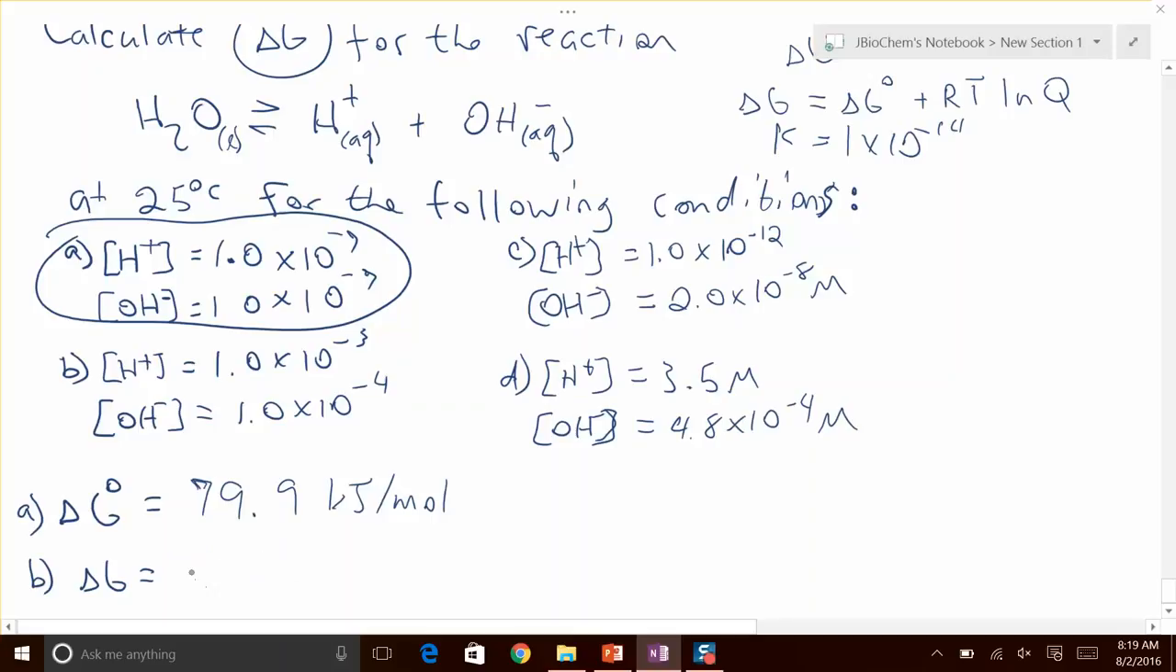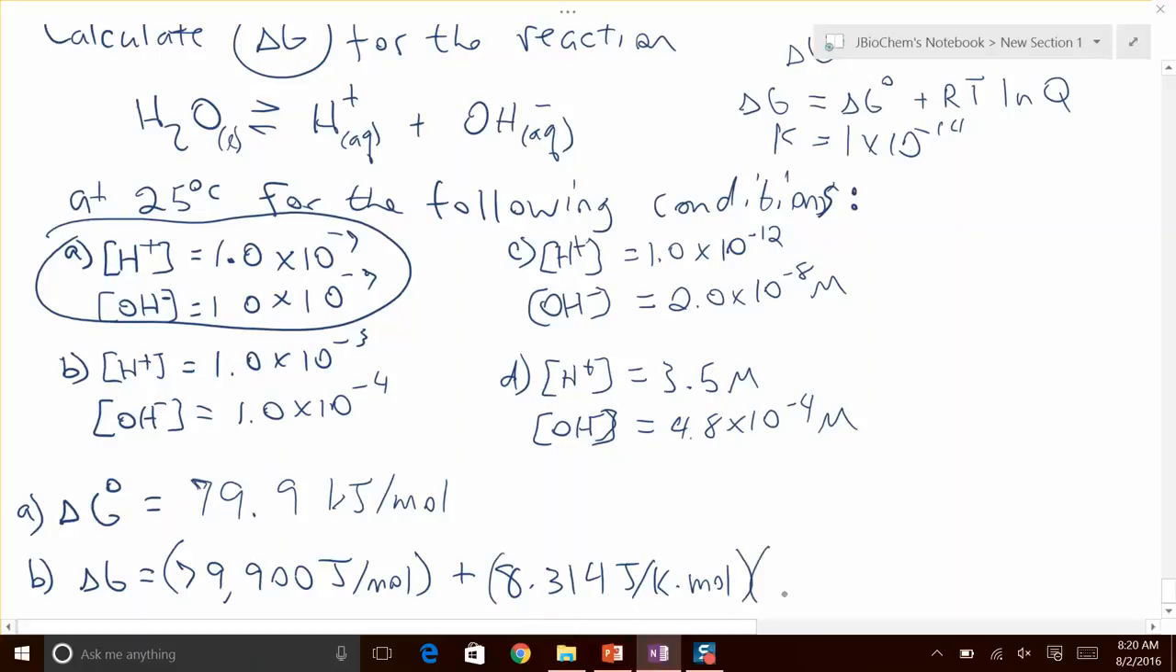79.9. Oh, I've got to watch my units, right? Joules per mole. What is in joules? My R. So I can't have it in kilojoules. I have to make sure it's in joules. Okay? Plus 8.314 joules per Kelvin mole. Same. Times 298 Kelvin. I'll cancel those.